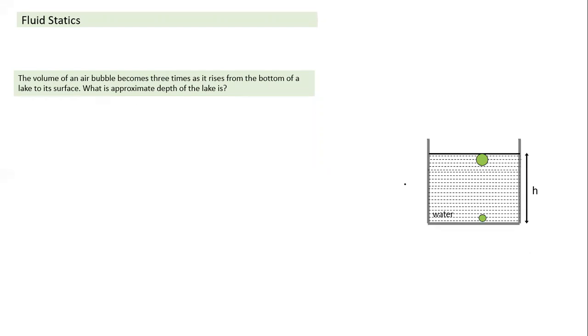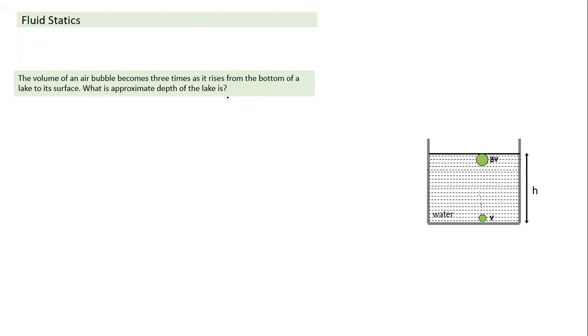Okay, this is another similar question. This is something you would notice. If a tank is deep enough, even in an aquarium, you can sometimes notice a bubble forms, and the bubble contains air. If you pay attention, you notice that as it keeps rising, the size of the bubble keeps increasing. It has a certain size at the bottom, and when it comes to the top, the size has changed. The volume of the air bubble becomes 3 times as it rises from the bottom of the lake to the top. So if the volume is V here, it has become 3V here. What is the approximate depth of the lake?